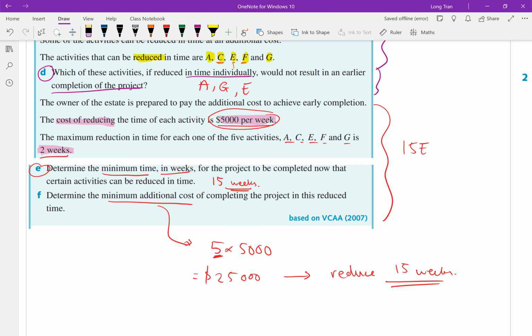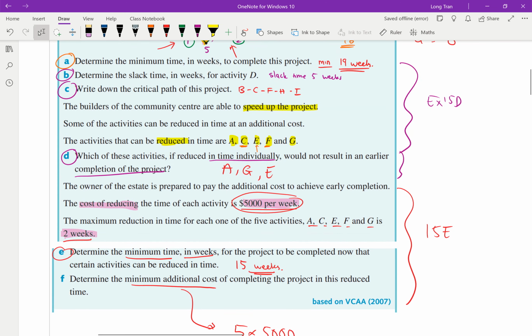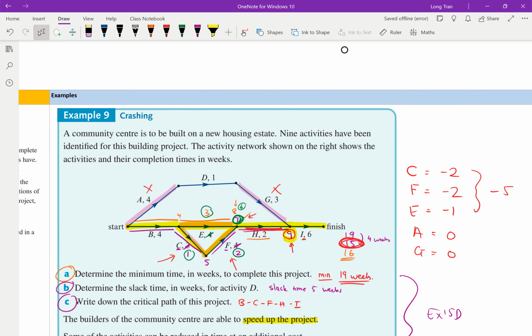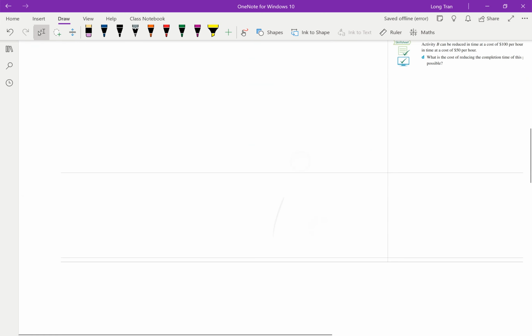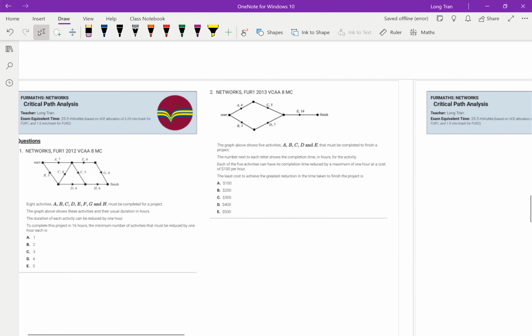Okay, so that's what made the activity a bit confusing. I forgot the fact that it had a maximum reduction of 2 weeks. And that's how you would do this activity here. I'm going to do another video as well involving your exam questions here to do with crashing, so that you get a better idea of how I do them. Okay.